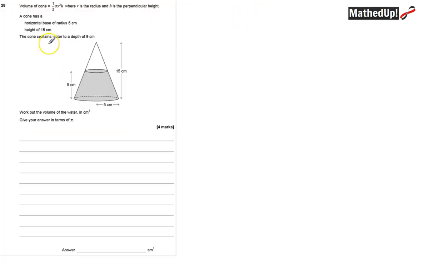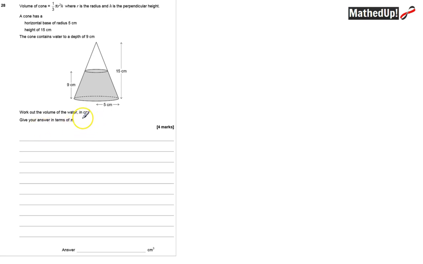Question 28. We're told the volume of a cone is 1/3 pi r squared h, where r is the radius and h is the perpendicular height. A cone has a horizontal base of radius 5 centimeters and a height of 15 centimeters. The cone contains water to a depth of 9 centimeters. We need to work out the volume of the water in centimeters cubed, and give our answer in terms of pi.